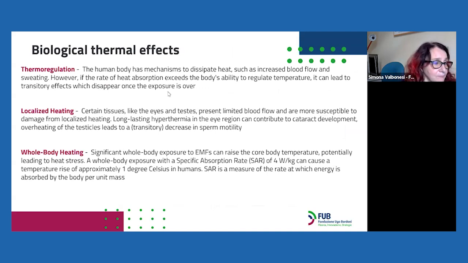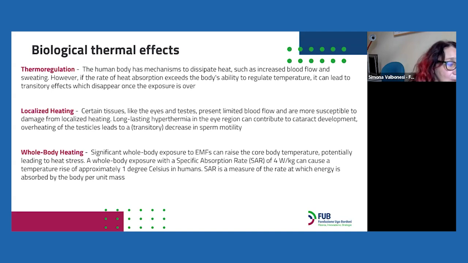What are the thermal effects? Thermoregulation is important. The human body has a mechanism to dissipate heat, like, for example, increased blood flow and sweating. If the rate of heat absorption exceeds the body's ability to regulate the temperature, it can lead to transitory effects, which disappear once the exposure is over.